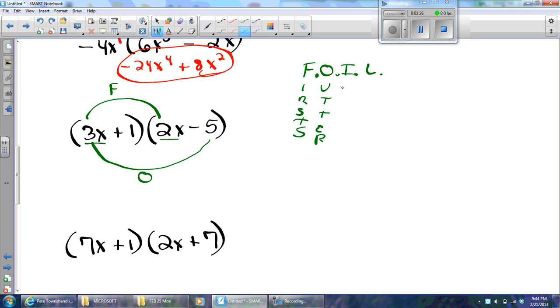They're on the outsides of the binomials. Then I'm going to do my inners. And again, not talking belly buttons. My inners are the ones on the insides. So there are my inners. And then I'm going to do my lasts. Those are the last two terms of the binomials, the last term in each binomial. So I'm going to do first, outer, inner, last. Let's see how I can set this up.